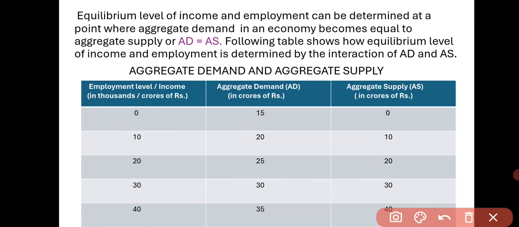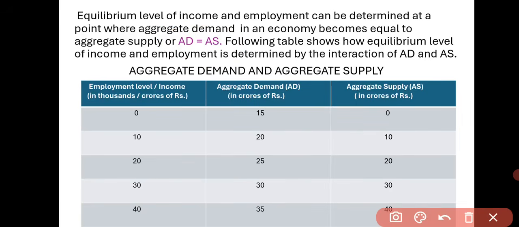What is aggregate demand? What is aggregate supply? We have already discussed. Now, how the equilibrium level of income can be attained in an economy, that we are discussing now. So the equilibrium level of income and employment can be determined at a point where AD is equal to AS. Remember this, AD is equal to AS, that is the main point, a point of effective demand. In the following table, how the equilibrium level of income and employment is determined by the interaction of AD and AS is shown.